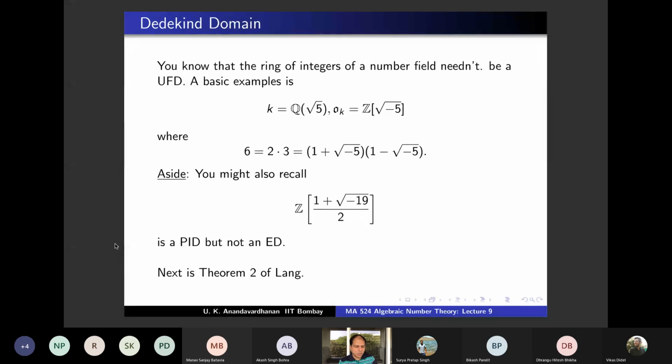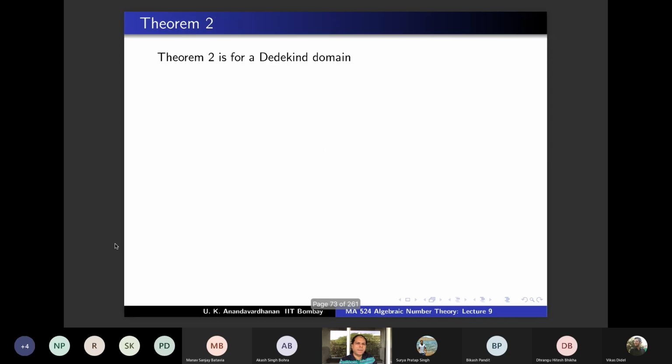So let's come to the topic. Now we are coming to the topic for today. Half an hour is already over. Next is Theorem 2 of Lang. I'm going to state the theorem, and I would like to finish the proof. I might take a few minutes extra, if necessary, or I might go a bit faster.